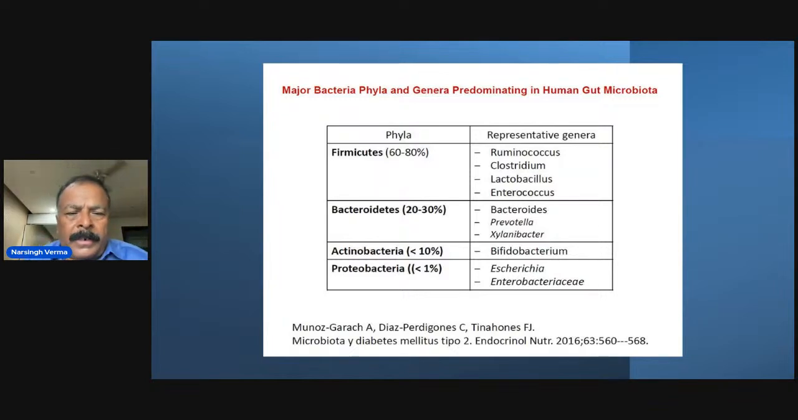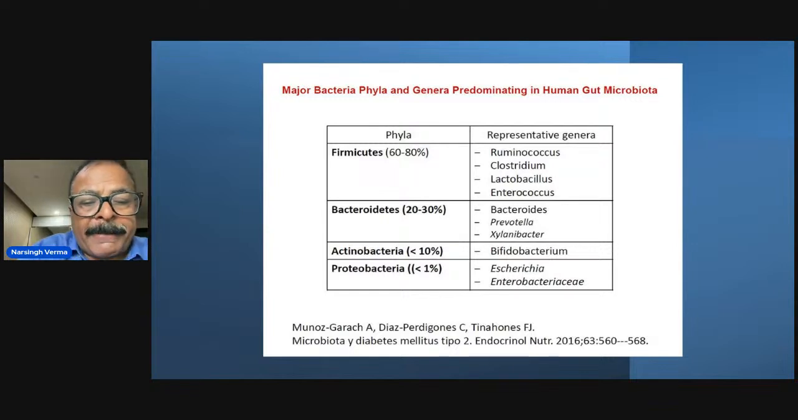The major bacterial phyla and genera predominating in the human gut are shown here. I told you in the beginning that Firmicutes are 60 to 80%. Firmicutes basically belong to Ruminococcus, Clostridium, Lactobacillus, Enterococcus. They are basically cocci, and they are the most important bacteria present in the gut.